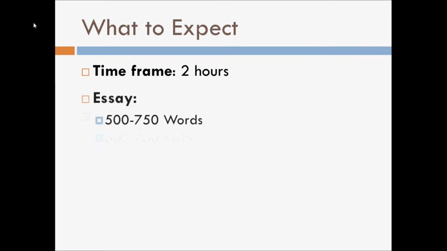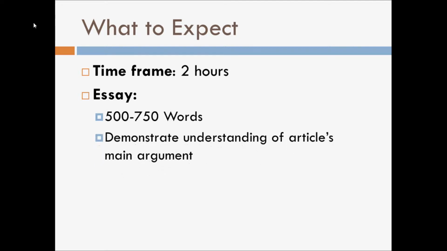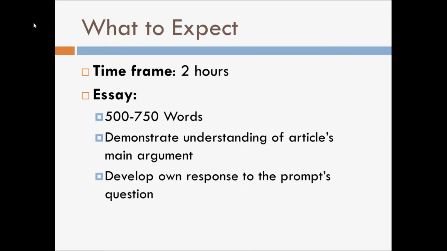For the final exam, you will have 2 hours to write a 500 to 750 word essay answering a question that relates to an assigned article. During the exam, you will be given a prompt that requires you to demonstrate that you understand the writer's main argument, as well as to develop your own response to the prompt's question.